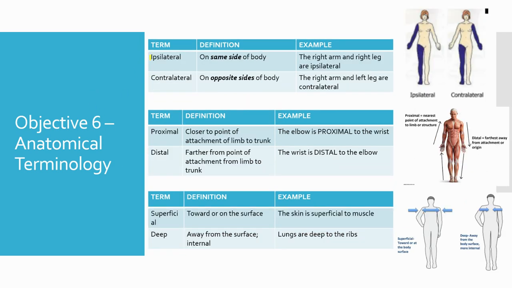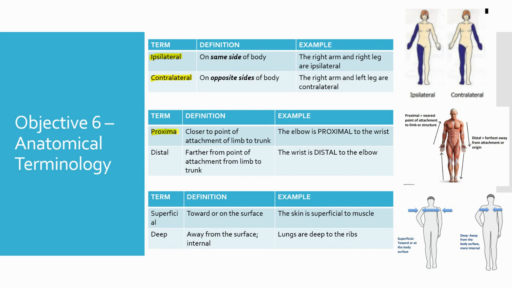All right, your next set of terms is ipsilateral and contralateral. Once again, lateral means side. Ipsa means same, so on the same side of the body, like your right arm and your right leg. Contra means opposite, so the opposite side. So that would be like your right and your left would be contralateral.